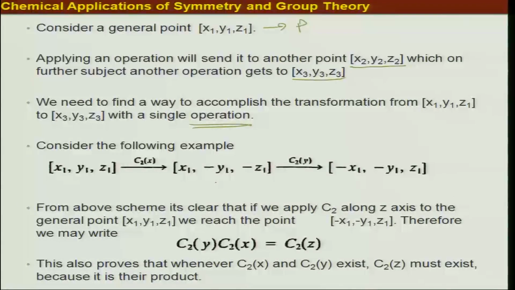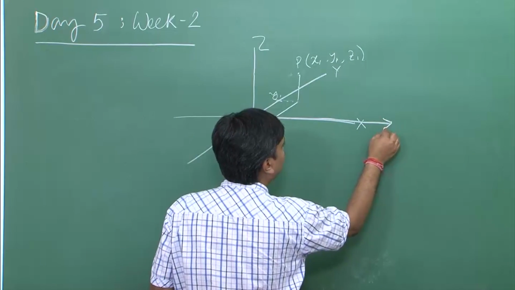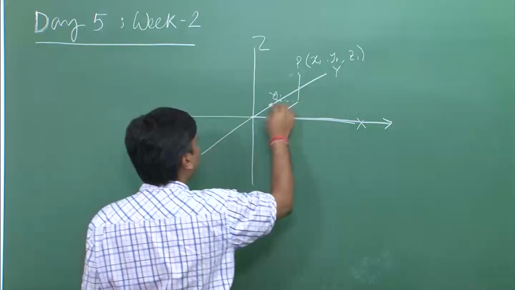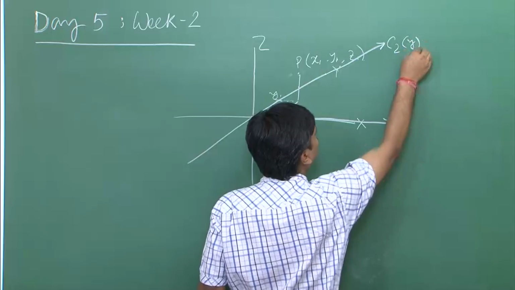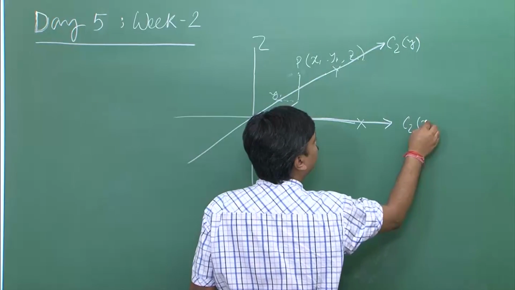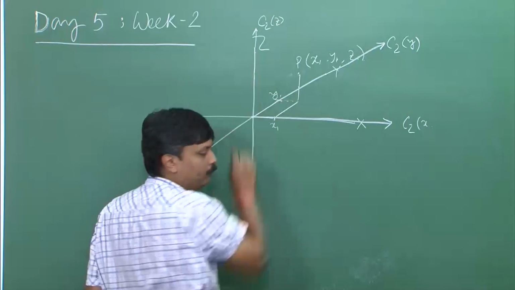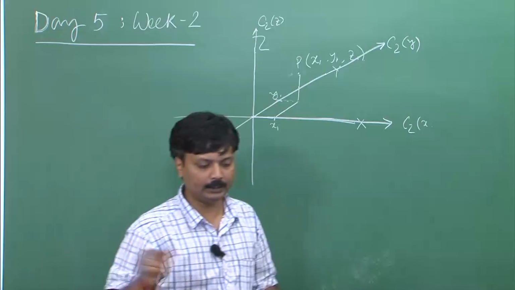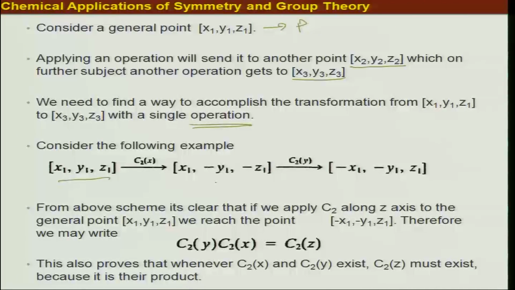So now suppose I take this point x1, y1, z1 and I operate C2x. C2x is, as you can see on the board, a C2 axis lying along x. Similarly, C2y will be lying along the y axis, and here I will have C2z when it is following the z axis. So if I do the C2x operation on x1, y1, z1, what will happen?